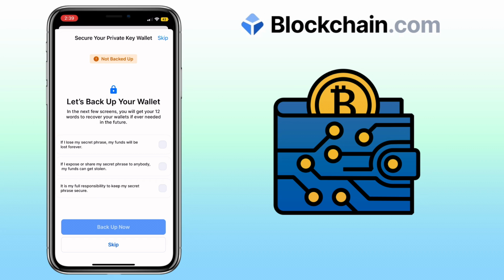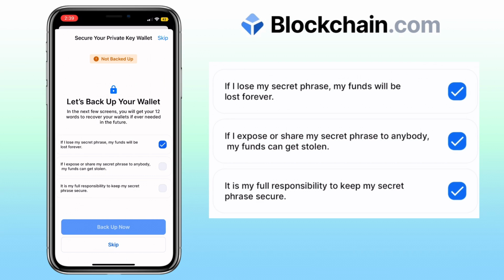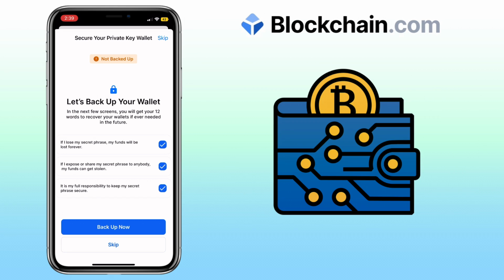In the next few screens, you will get 12 words to recover your wallet if ever needed in the future. Please note, if you lose your secret phrase, your funds will be lost forever. If you expose or share your secret phrase to anybody, your funds can get stolen. And lastly, it is your full responsibility to keep your secret phrase secure. Agree to the terms and click Backup Now.